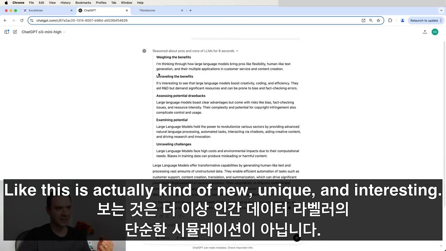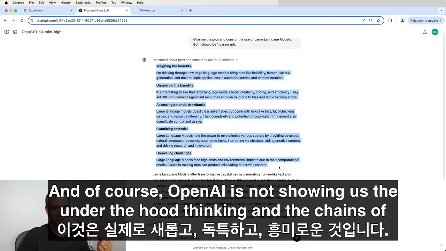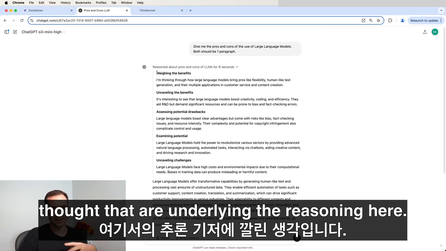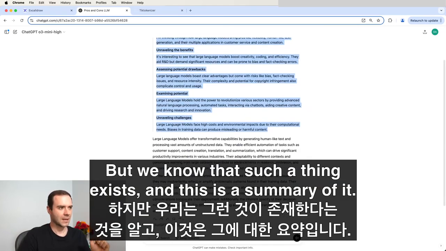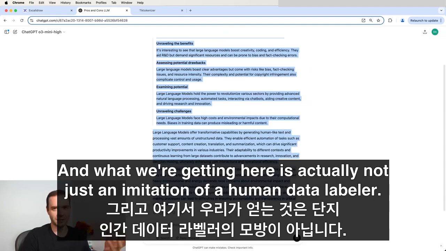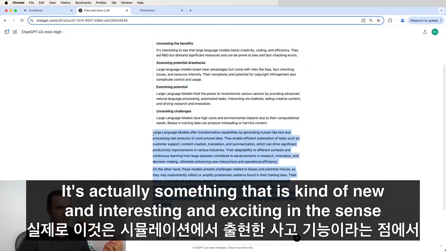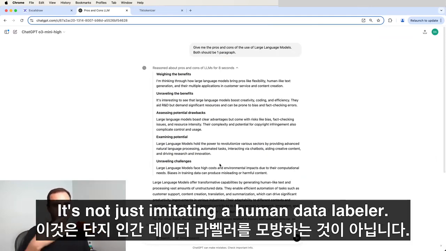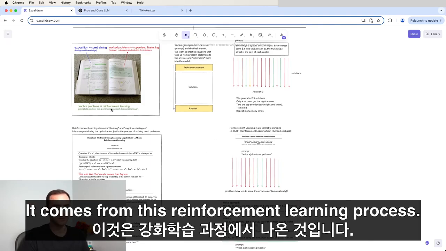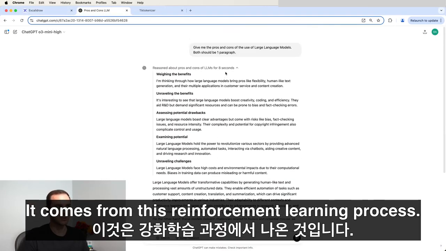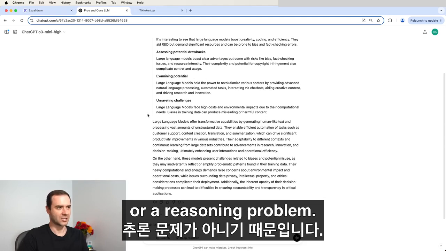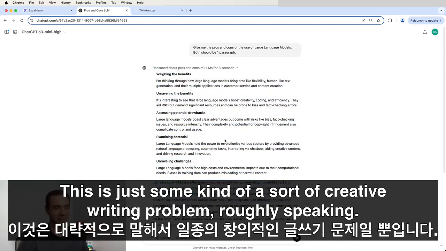And of course, OpenAI is not showing us the under-the-hood thinking and the chains of thought that are underlying the reasoning here. But we know that such a thing exists, and this is a summary of it. And what we're getting here is actually not just an imitation of a human data labeler. It's something that is kind of new and interesting and exciting, in the sense that it is a function of thinking that was emergent in a simulation. It's not just imitating a human data labeler. It comes from this reinforcement learning process. And here we're of course not giving it a chance to shine, because this is not a mathematical or reasoning problem. This is just some kind of a creative writing problem, roughly speaking.